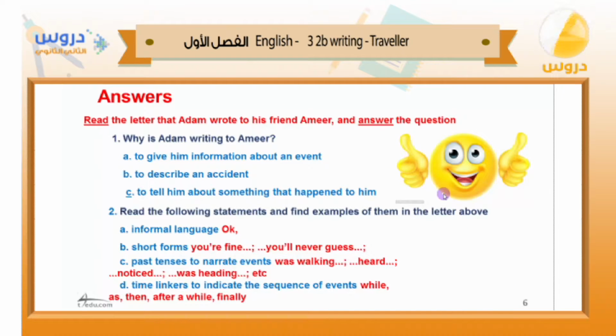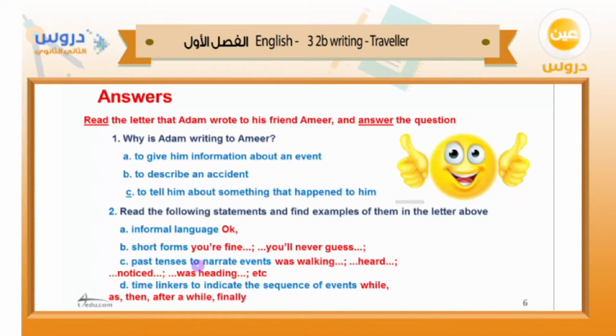So as you can see, for the first one, C was the correct answer for number one. Why is Adam writing to his friend Amir? To tell him about something that happened to him. And a style of informal language in narrative writing. Okay, wanna, gonna, ain't, and these kinds of words that we use in daily life language. And short forms like you're, you'll, and can't, don't, doesn't, I'm, and so on.